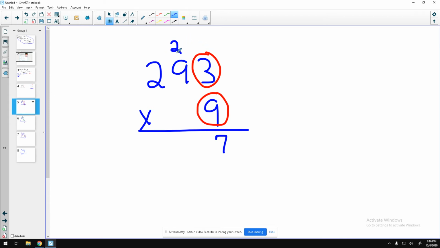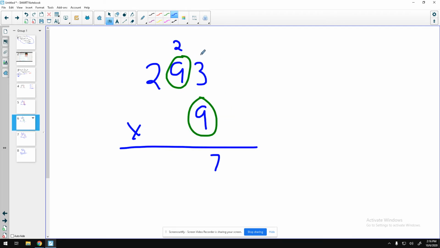Next, we go to the tens place. So we're going to go 9 times 9, because now we're going to do this 9 times every single place, the ones, the tens, and the hundreds. So now we're on the tens. 9 times 9 is 81 plus 2. That's 83. So I'm going to put the 3 down here, and we're going to carry the 8 to that next column.